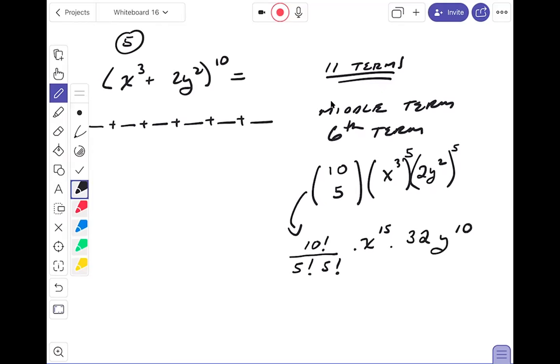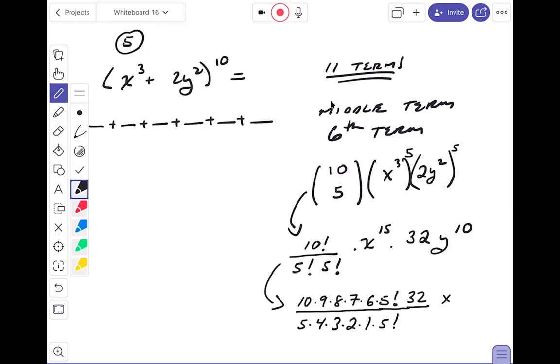All right, I got to do some arithmetic over here. And yeah, certainly, again, I'm going to say it's doable. Like kind of grade school almost. So 10 times 9 times 8 times 7 times 6 times 5 factorial, over 5 times 4 times 3 times 2 times 1, 5 factorial. And I got 32, x 15, y 10. We'll look at the answer key later.